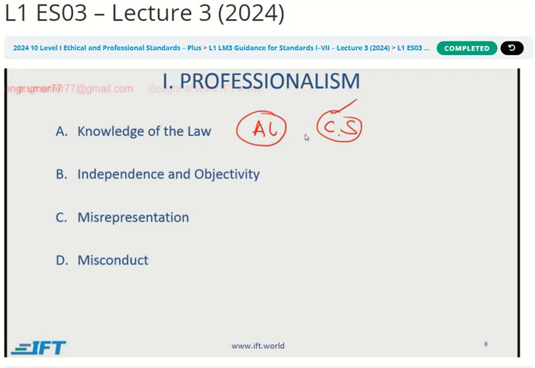You should not knowingly participate in any violation of the standards, and if possible, you try to stop the violation. If you cannot stop the violation, then you have to disassociate from any violation of the code and standards. Next, independence and objectivity. You need to use reasonable care and judgment to maintain independence and objectivity, and you should not accept any gifts or any form of compensation that might compromise your independence and objectivity. Misrepresentation. You should not knowingly misrepresent anything related to your professional activities. And finally, misconduct. You should not engage in any conduct that reflects badly on your professional reputation or your integrity or competence.